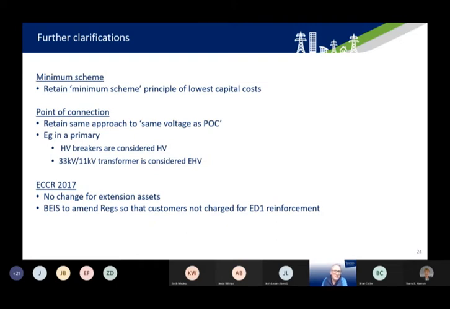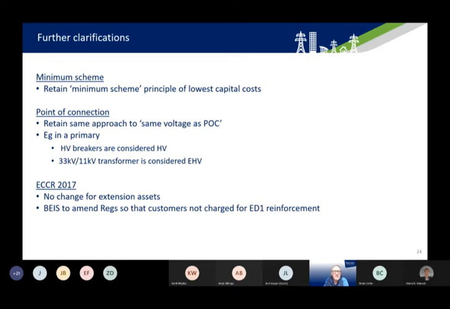No, I've got a couple more I forgot about. So I think this is definitely the last slide in connections. So minimum scheme principles of lowest capital cost, Ofgem's confirmed that they intend to keep that as well. The same approach for the point of connection. So this was again just a level of detail in terms of how you consider particularly the substation that you might be connecting into, and they've confirmed they apply the same principle as now.